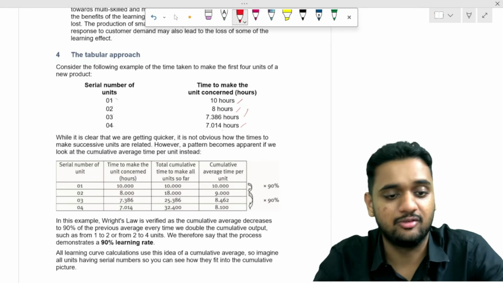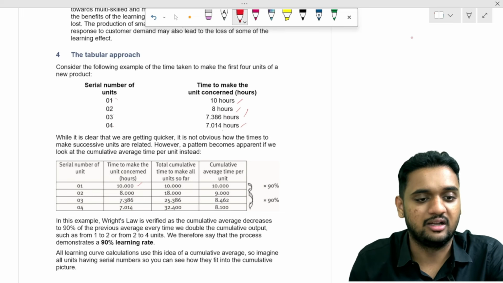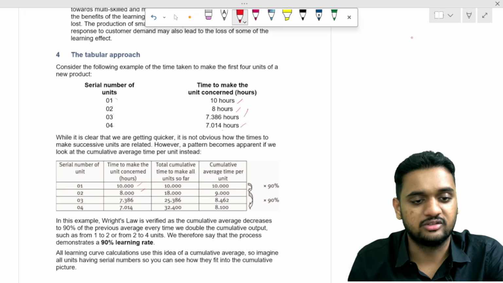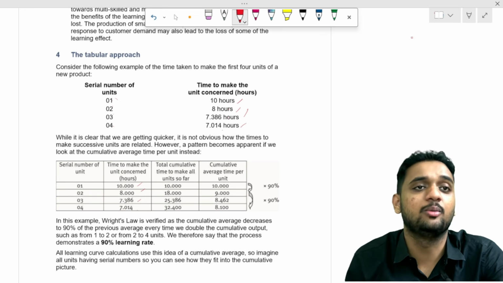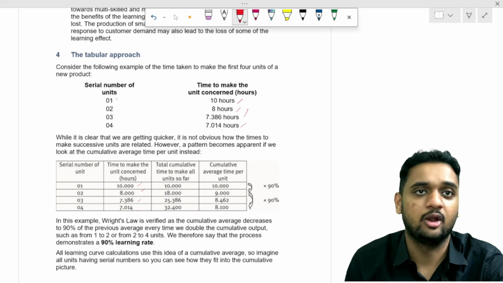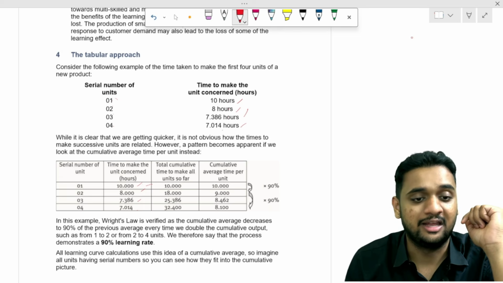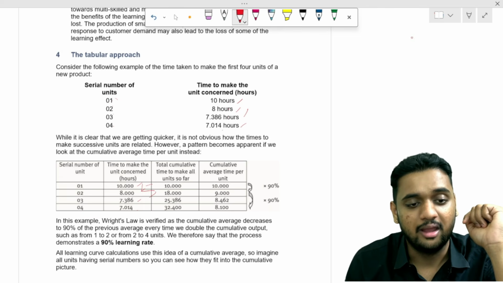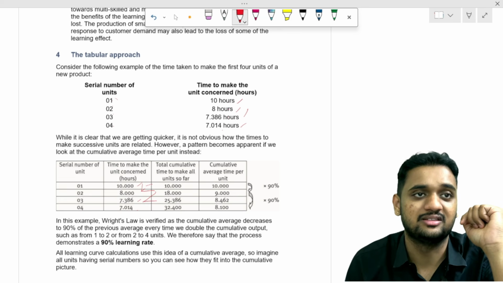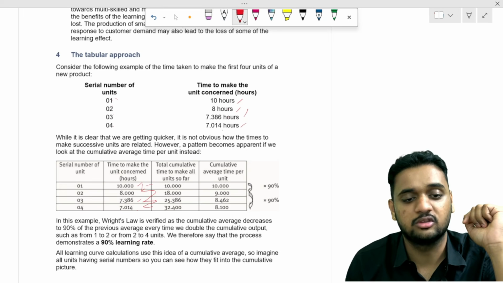Now come to the graph. You see, time taken to make the units concerned, they've given 1 unit 10 hours, 2 units 8 hours, and so on. They found out the total cumulative time. How will you find the cumulative time? First unit it will be 10 only. Second unit it will be 10 plus 8, 18. Third unit it will be 18 plus 7.386, 25.386. Fourth unit will be 25.386 plus 7.014, 32.4.